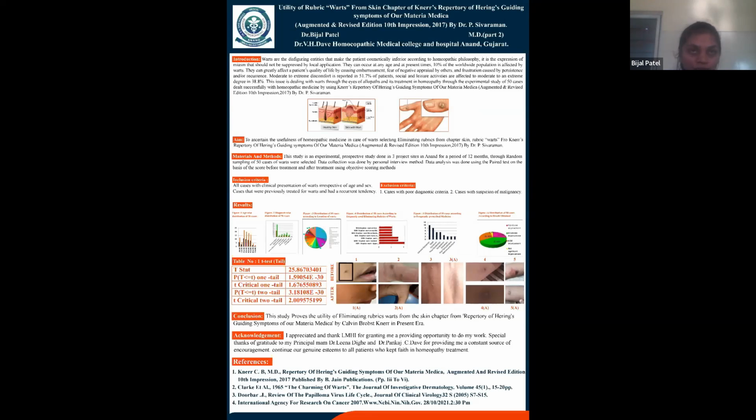Out of the cases, 13 showed significant improvement, followed by 20 cases with moderate improvement, 15 cases with mild improvement, and 2 cases were status quo. Thus, from all this, we conclude that the utility of eliminating rubrics for warts from the skin chapter of Hering's Guiding Symptoms of our Materia Medica by Kelvin Popsner is very useful in this present era.